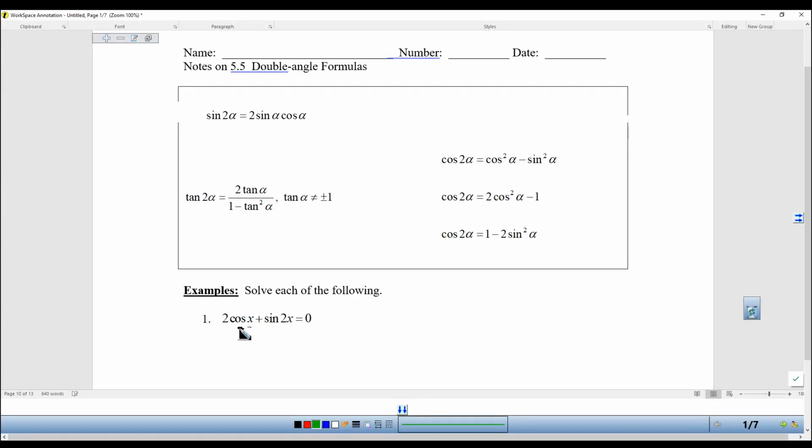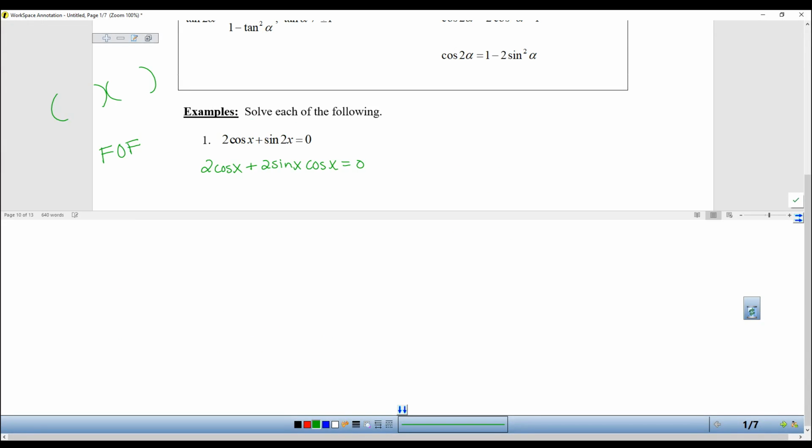So one of the strategies that we use is factoring. But you can't factor because these don't have anything in common. But if you change that sine of 2x to 2 sine of x cosine of x, now you can factor. Don't forget about factoring out first. A lot of people try and jump right into factoring into binomials, but that's great, but not always the best thing to do. In this case, you can take out a 2. You can take out a cosine.